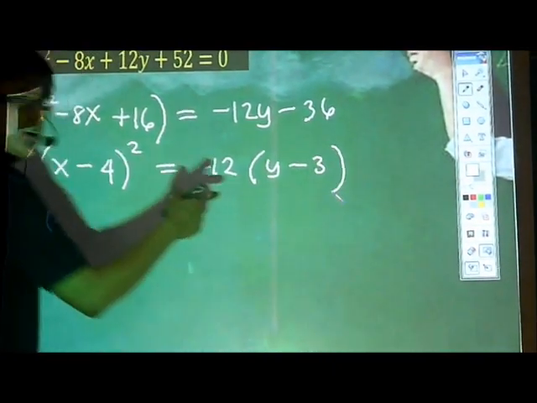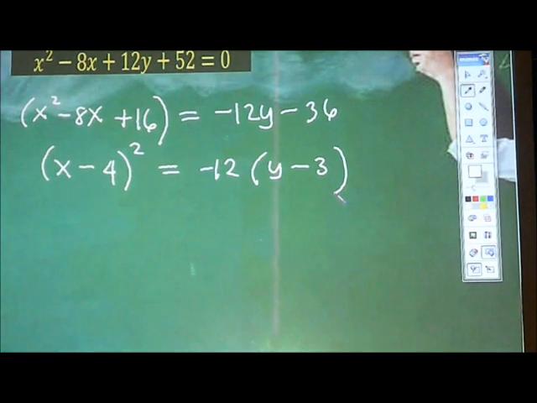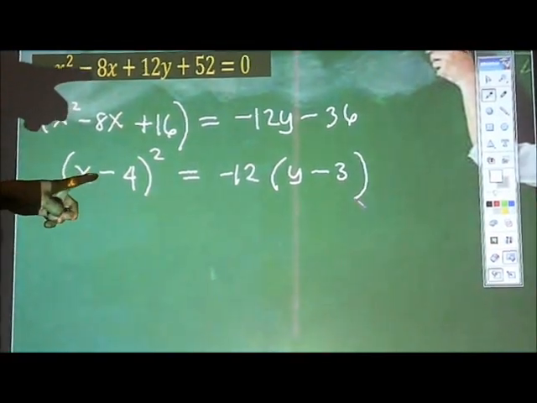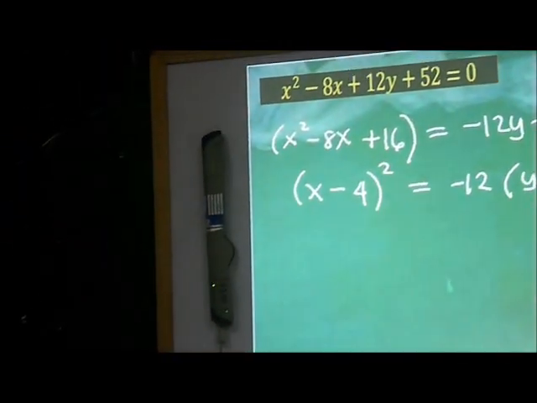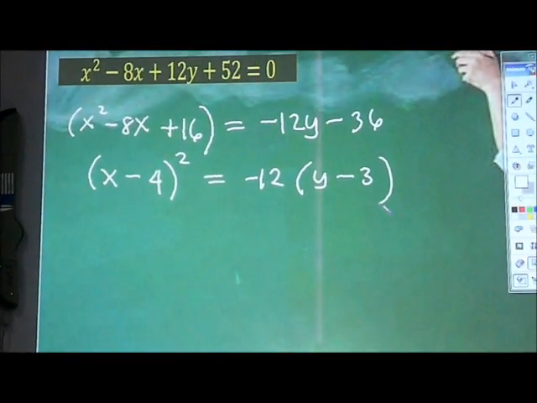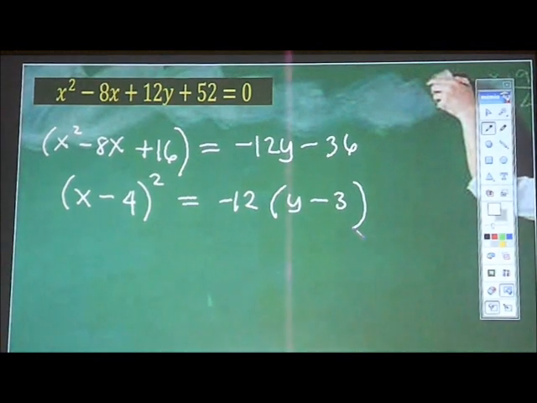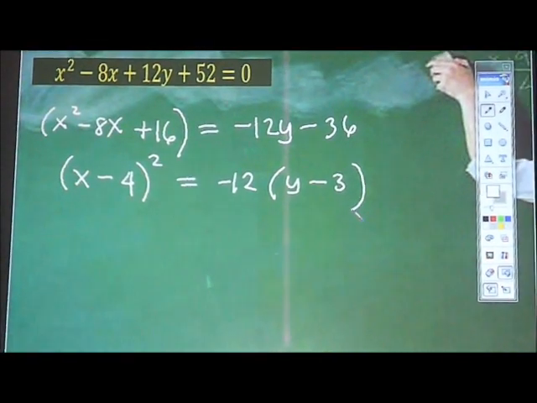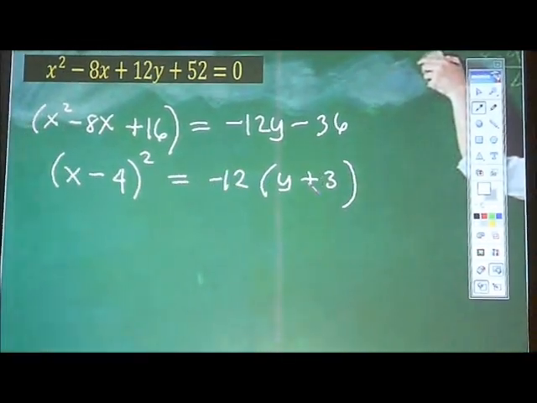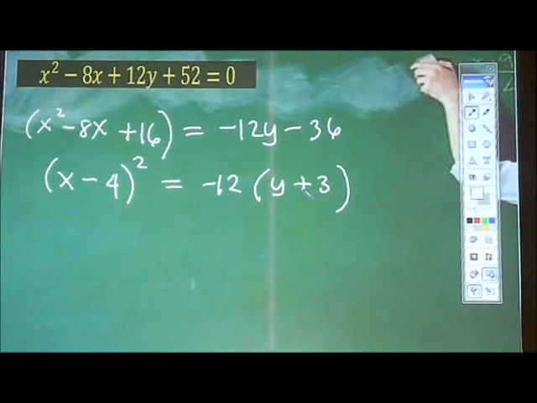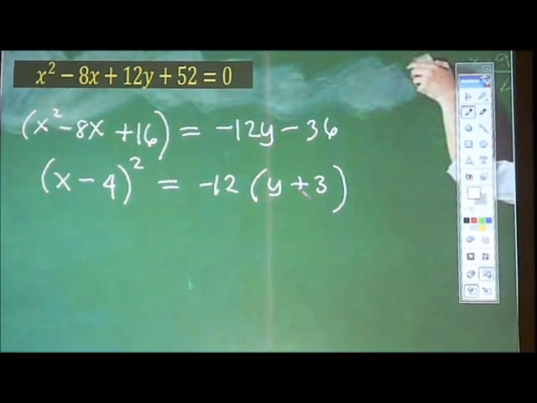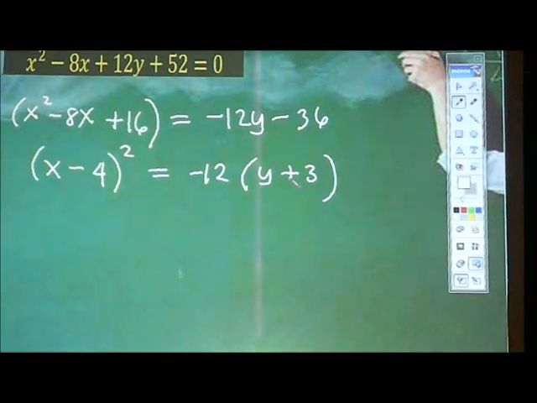Minus 3. Now, that minus is the mistake I saw in some papers. Imagine, a wrong factoring, wrong whole graphing. So, you factor the negative 12. This should be plus 3. So be careful. Now we have a parabola that opens downward.